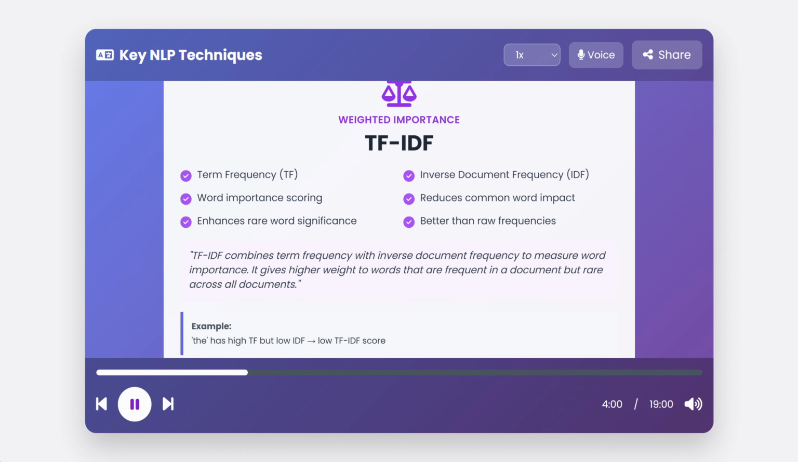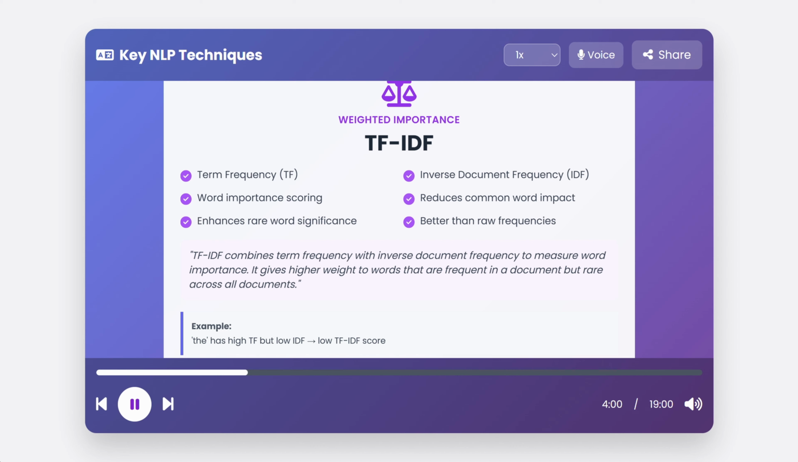TF-IDF, or term frequency inverse document frequency, improves upon bag of words by weighting words based on their importance. It combines two metrics: term frequency, which measures how often a word appears in a document, and inverse document frequency, which measures how rare the word is across all documents. This combination gives higher scores to words that are frequent in a specific document but rare across the entire corpus.